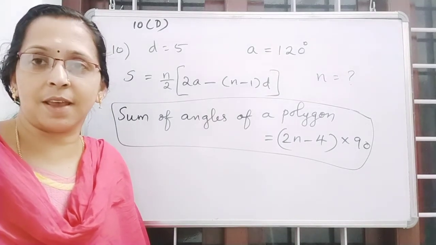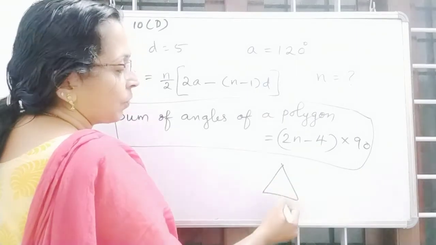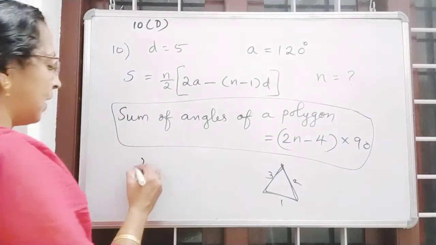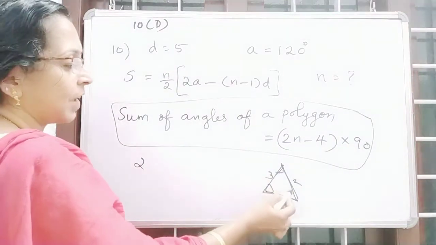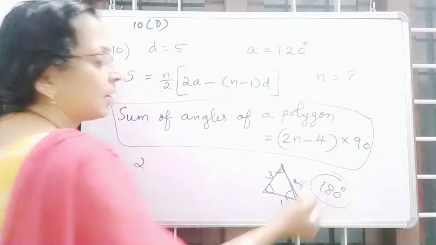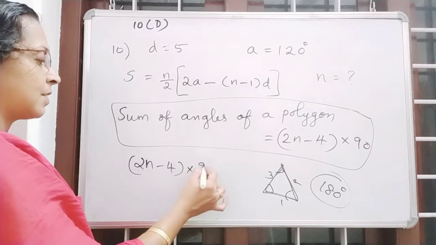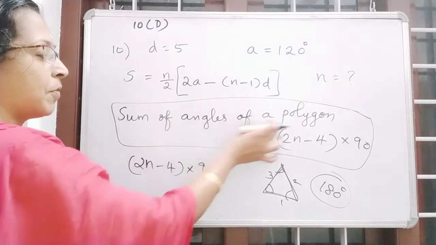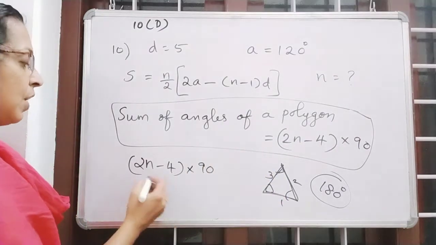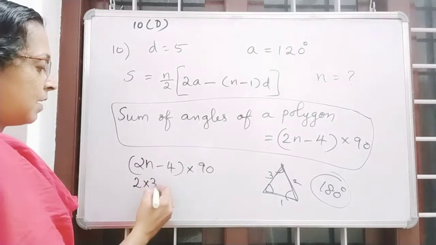Just check with the triangle. Triangle, how many sides are there? Triangle 1, 2, 3. Number of sides n means 3. So substitute that. We know the sum of angles of a triangle is 180 degree. Let us check. 2n minus 4 into 90 is our formula. We want to find the sum of angles of a polygon, so now we are discussing with the triangle. So check it. 2 into n. How many sides are there? 3 sides are there.